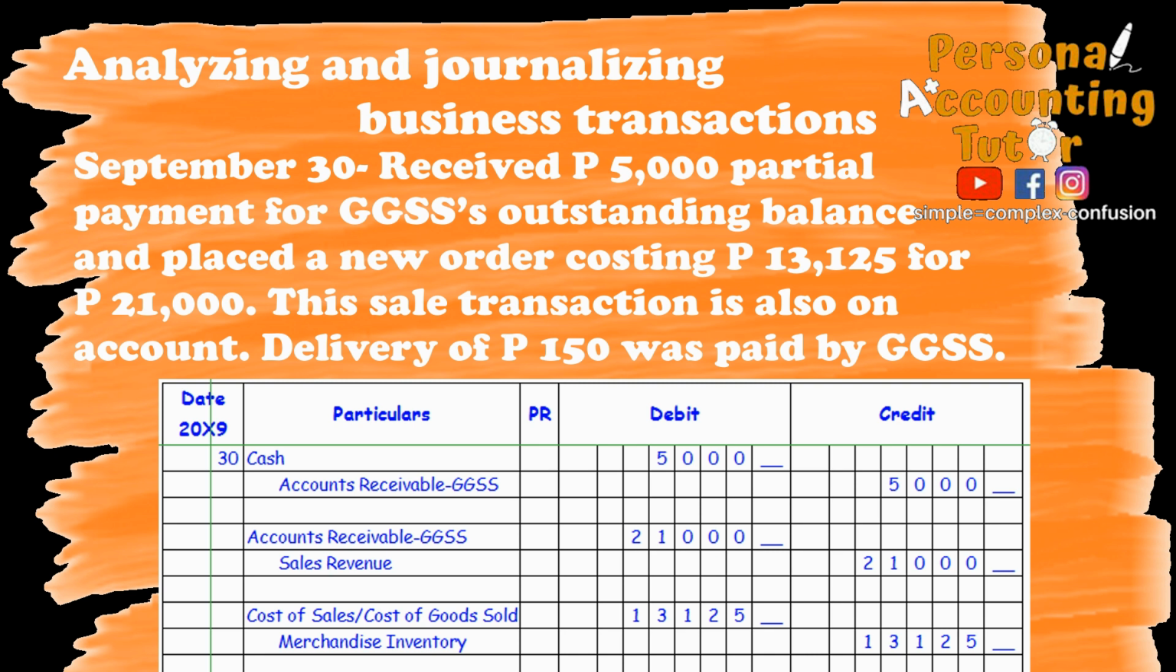Then the next part will be the sale, another sale, which is a debit to accounts receivable GGSS 21,000, credit sales revenue 21,000. And then again, since this is a perpetual inventory system, we have another entry for the cost of merchandise sold. So debit cost of sales or COGS 13,125, credit merchandise inventory 13,125.